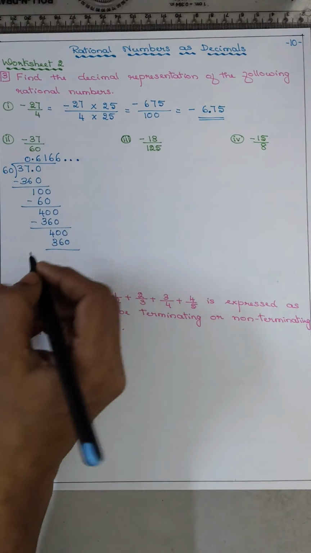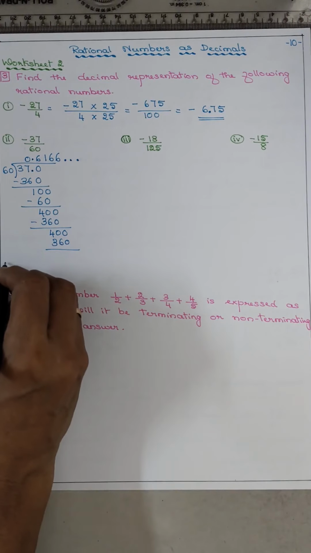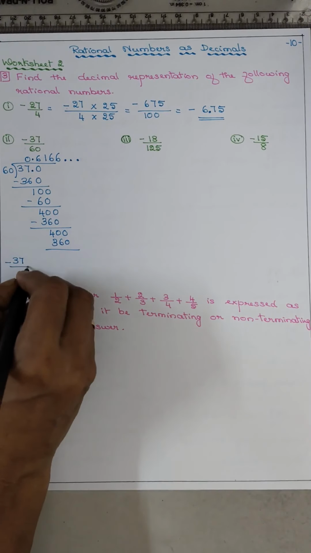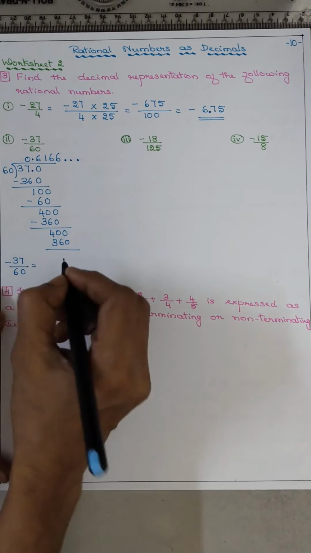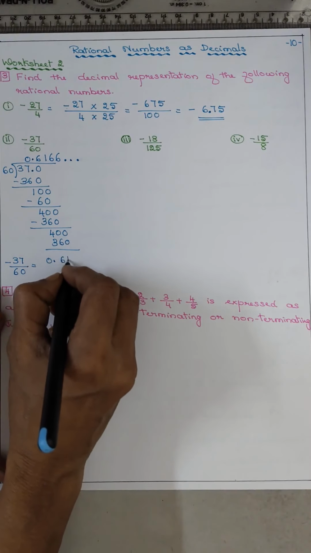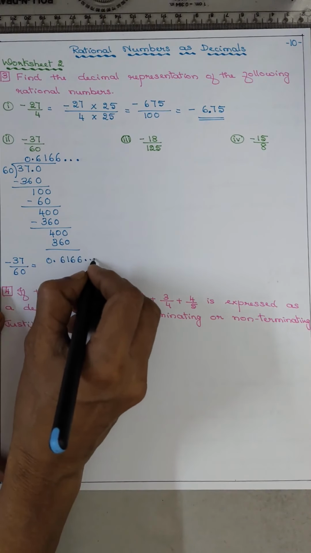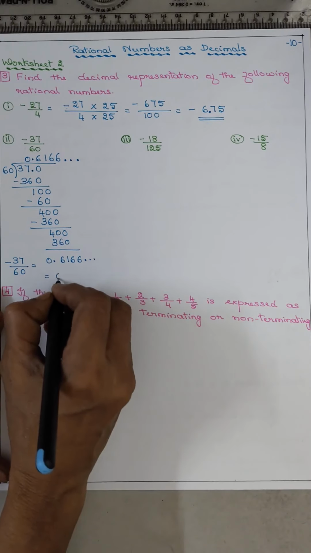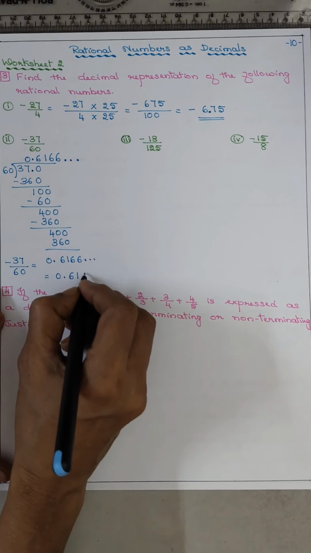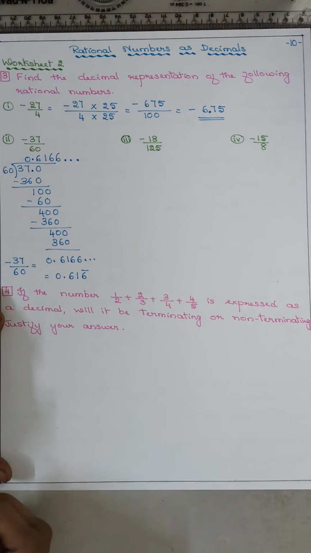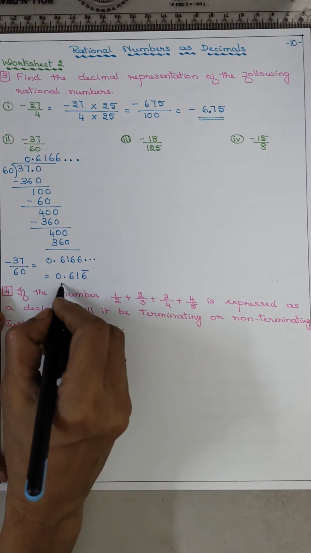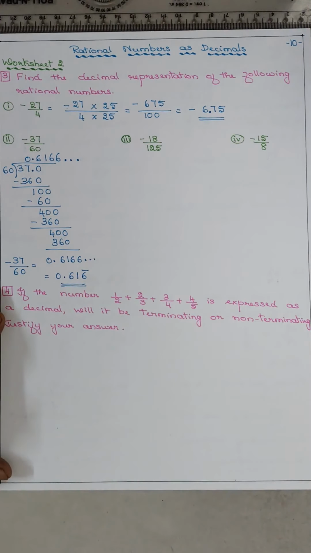So the answer is minus 37 by 60 is equal to 0.6166 repeating, that means 0.616, and the bar on the last 6.